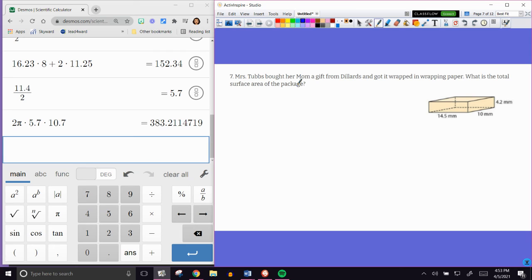Mrs. Tubbs bought her mom a gift from Dillard's and got it wrapped in wrapping paper. There we go, wrapping things again. What is the total surface area of the package? From my picture, I can tell that it's a rectangular prism. That tells me I'm going to use S equals PH plus 2B.